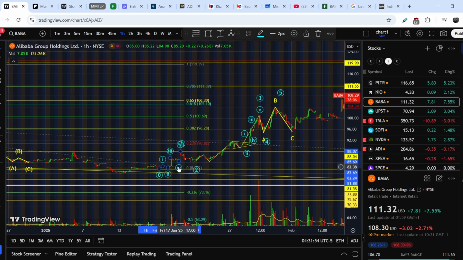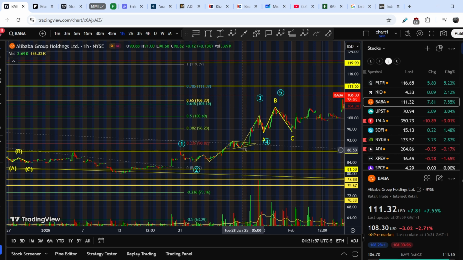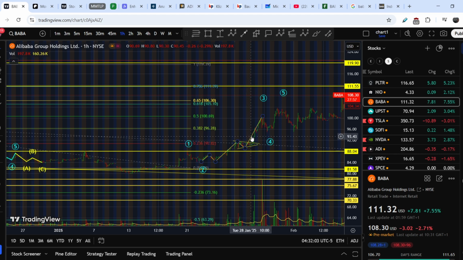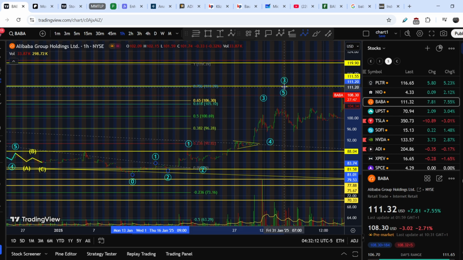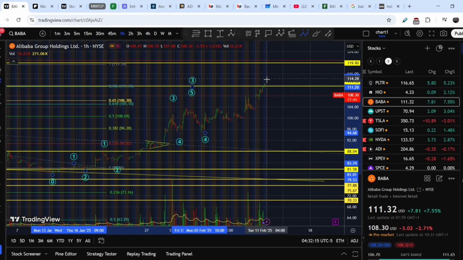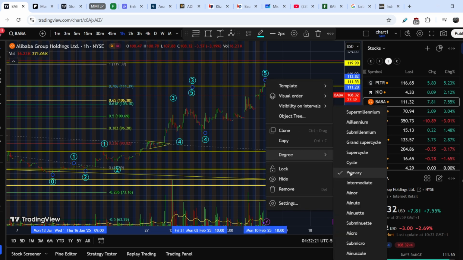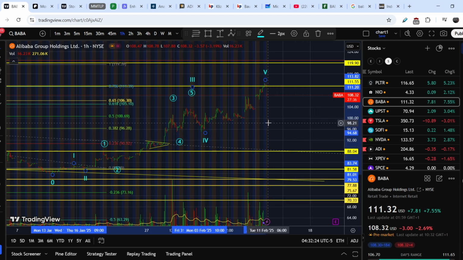Let's delete unnecessary tools again. I don't need them anymore. We have another 1-2 setup from this bottom, and if that is the case, this might be the first wave, second, this entire move is the third one, this is the fourth, and this is the fifth wave. We have to confirm this breakdown. Confirmation of this breakdown will be a breakout below its swing lows, and the most important range of support that will confirm this breakdown is this bottom.